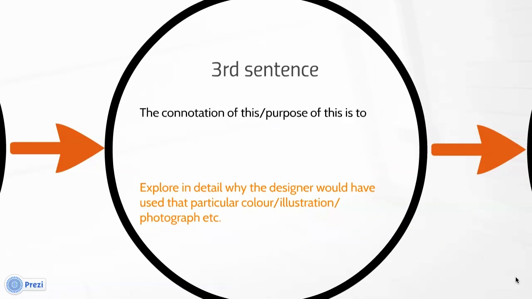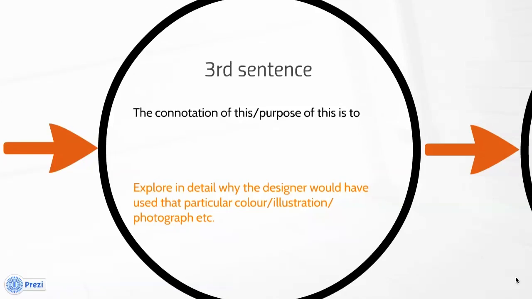Okay, then you need to think about the purpose. So why would the designers have used that particular presentational feature? So you need to explore in detail why the designer has used that particular colour. So not the presentational feature itself, why designers use photographs or colours. You need to think about why have they used the colour red instead of the colour green. So what is the purpose of it? They've done it for a reason. They get paid a lot of money to design these things. So you need to think about why have they used that particular colour or photograph for the target audience that they're targeting the advert or the article at.